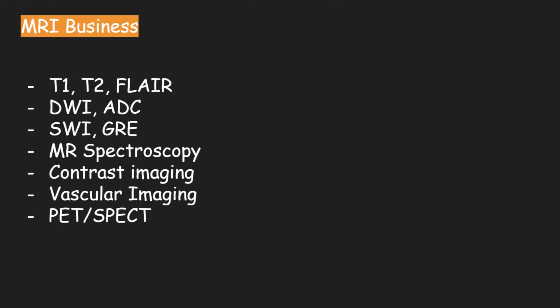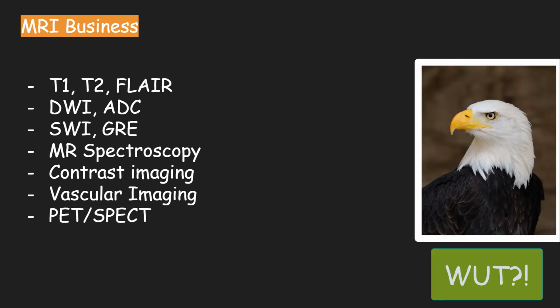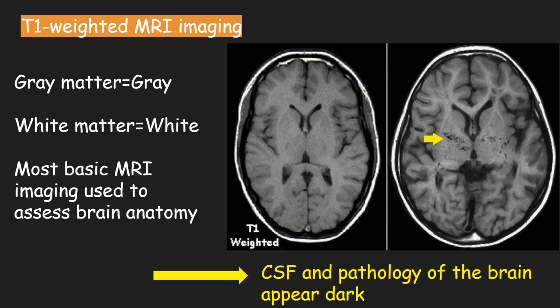Okay, now you know the basics of CT scan. Let's move to discuss the MRI business. We are going to cover all of the below listed sequences. T1 weighted MRI imaging is the most basic imaging used to assess brain anatomy. Pay close attention to the colors on this particular view, because everything else can be well inferred from knowing this sequence.